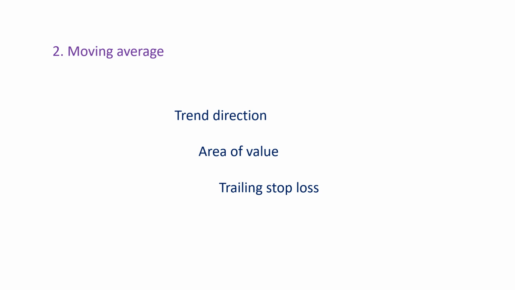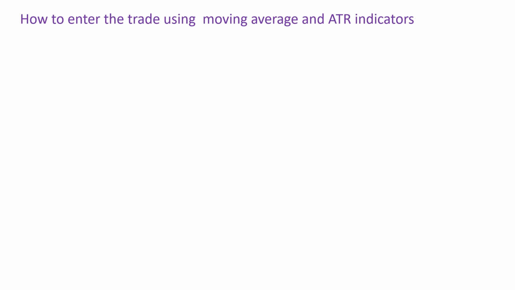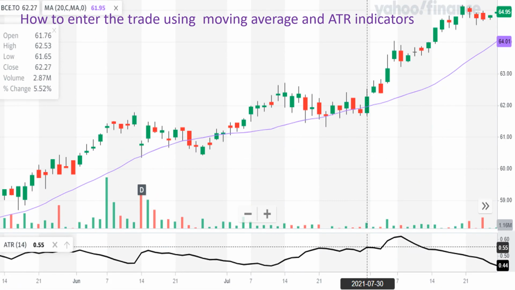Let's have a real example using moving average and ATR indicator. How to enter the trade using moving average and ATR indicator. This is BCE stock, D1 time frame. In this graph, the price is trending upward, making higher swing highs and higher swing lows, showing the price is heading upward. I also installed moving average with 20 days period. Since the price is above the SMA 20, it confirms an uptrend. This is in line with an uptrend continuation pattern.